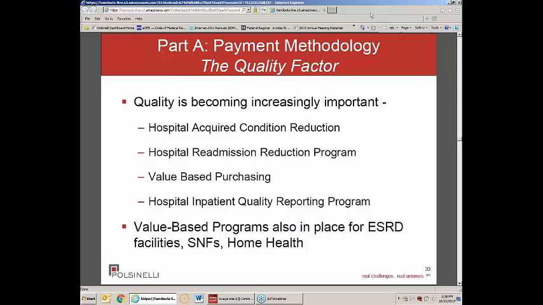Value-based programs, those quality-based programs, are also in place for ESRD facilities, SNFs, and home health programs as well. And with that, I will turn it back over to Sarah to talk about Part B.